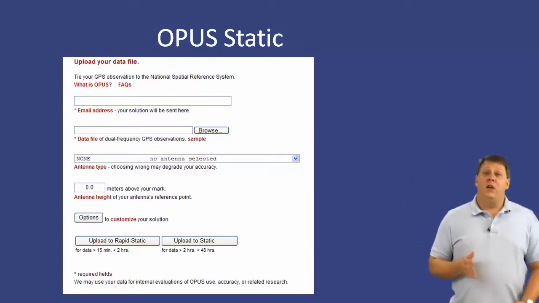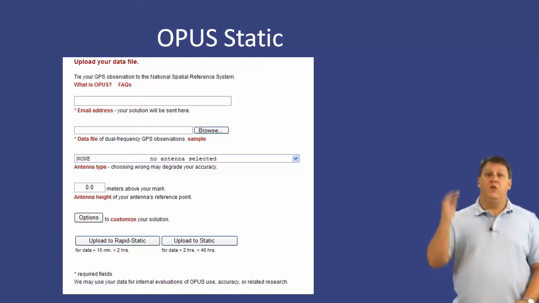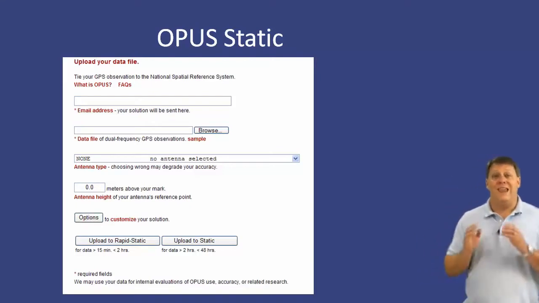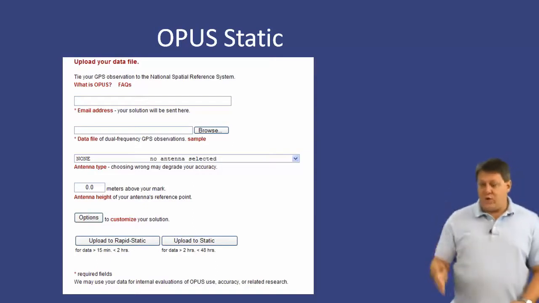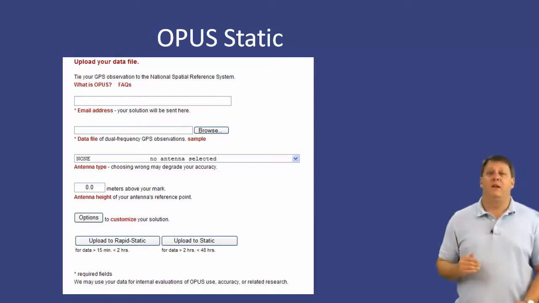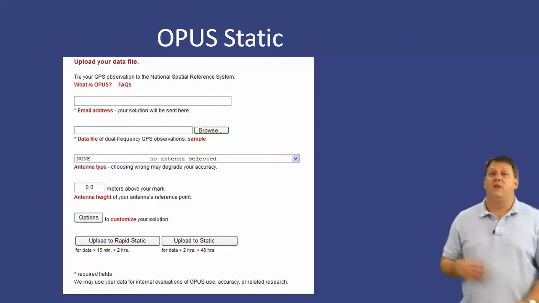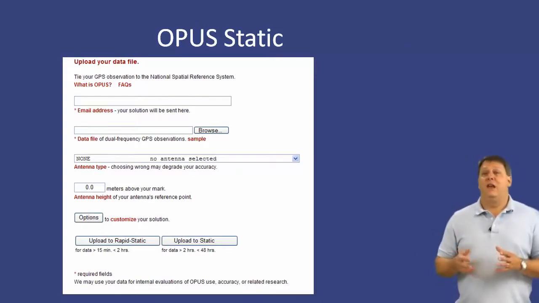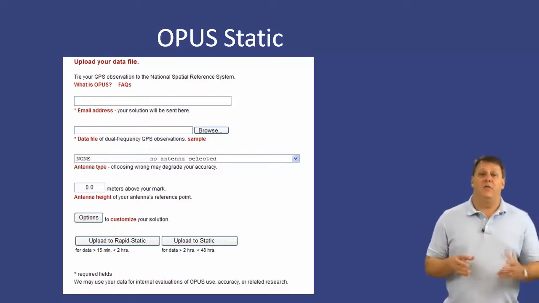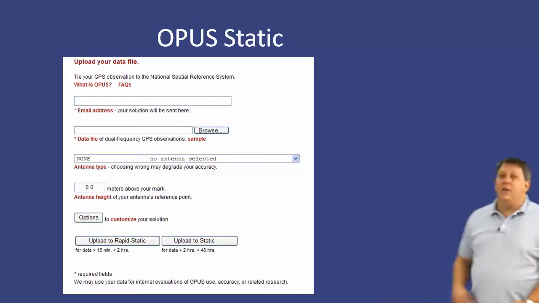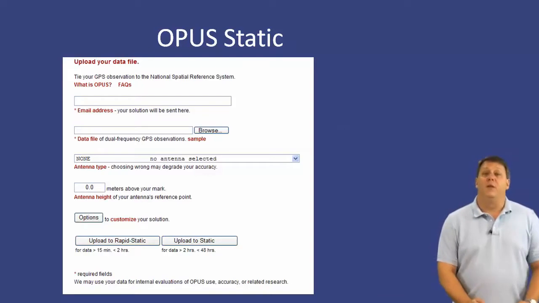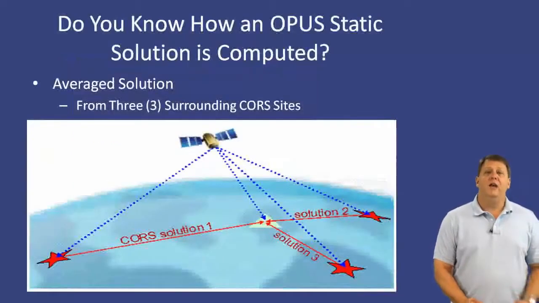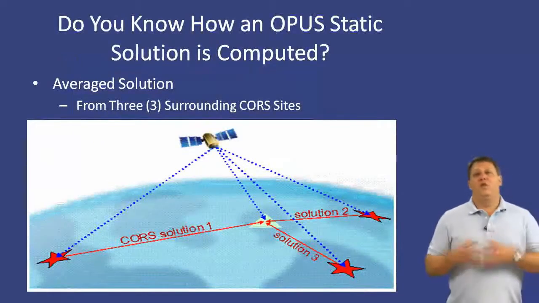When you go to enter in your antenna height, it must be the true vertical measurement to the bottom of your antenna mount in meters, and this true vertical measurement to the bottom of the antenna mount could be called something like the ARP or antenna reference point. Because our data is greater than 2 hours and less than 48 hours, we'll click on the Upload to Static button. When we do that, now OPUS goes and starts computing our static solution.